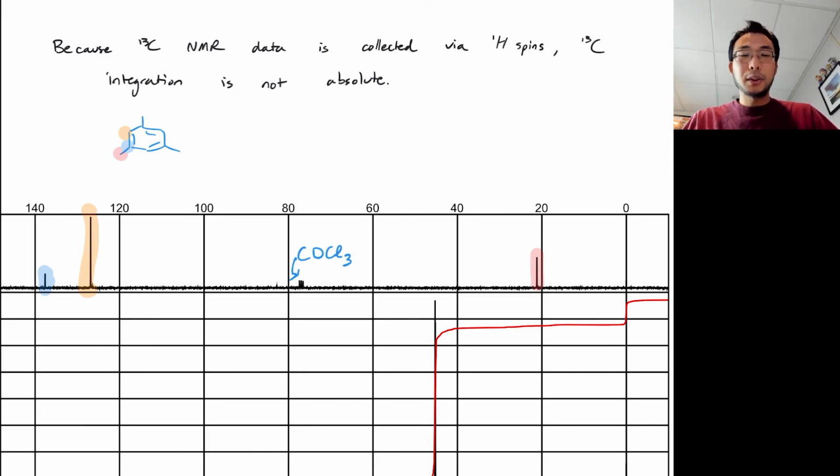So the point of this video was just to go over the fact that we can do integrations in proton NMR, and that those integrations can help us figure out how many protons are contributing to a signal, which then allows us to correlate that back to structure. And finally, that integration does not work for carbon NMR.